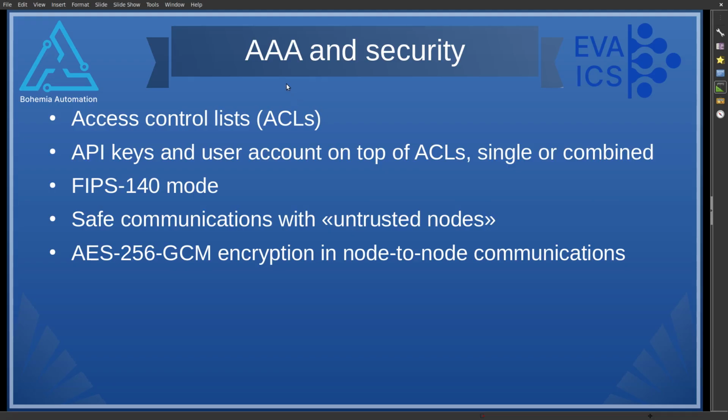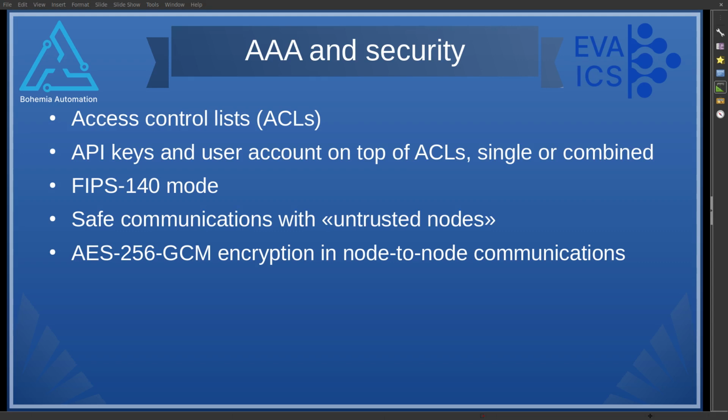Authentication, authorization, and accounting, and security. EVA ICS version 4 has got a new AAA model which is clearer. There are access control lists for all local and remote items. There are API keys and user accounts which are based on a single or multiple access control lists. So access control lists can be combined. Actually, we already had that in version 3.